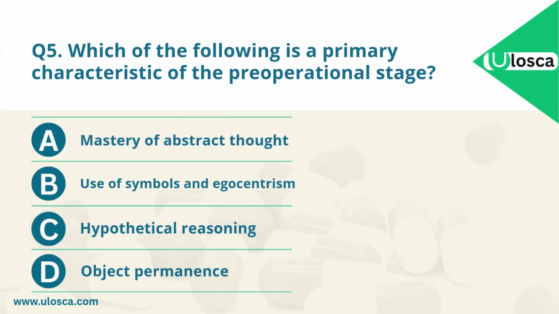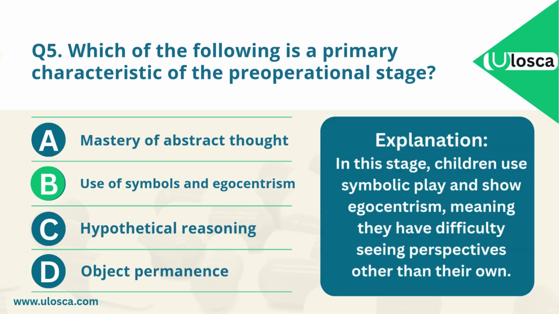The correct answer is B. Use of symbols and egocentrism. Explanation. In this stage, children use symbolic play and show egocentrism, meaning they have difficulty seeing perspectives other than their own.